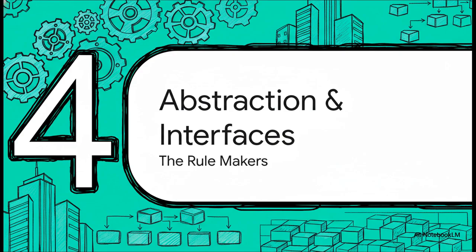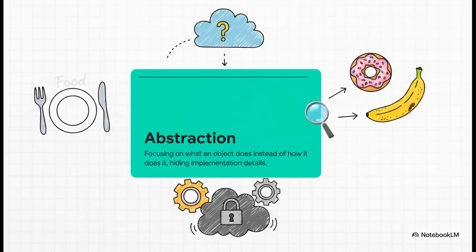Let's shift gears a bit. Section 4, Abstraction and Interfaces, the Rule Maker Celeste. Building a massive digital city requires strict contracts, and this brings us to abstraction. This is the quality of dealing with pure ideas. It focuses entirely on what an object does, completely hiding how it does it.